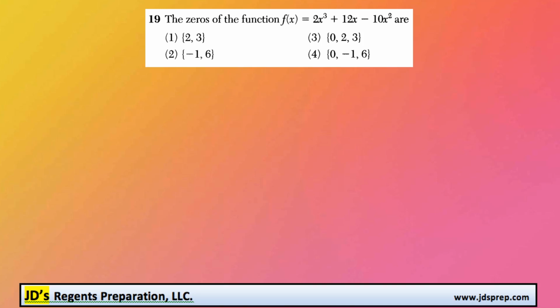This is problem number 19 from the August 2017 Algebra Regents exam. This question is fairly straightforward. We're trying to find the zeros of the function f of x equals 2x cubed plus 12x minus 10x squared.